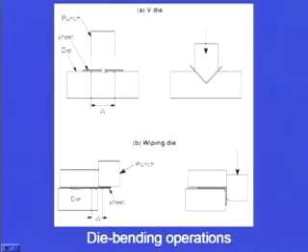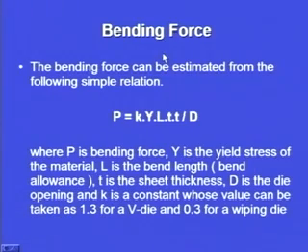Depending upon the shape of the punch, here it is a V, and there is an exact replication in the V type of die. The punch is coming down and forcing the sheet metal into a V shape. This is the final shape we get when we use a V type of die. In this case, while calculating the bending force using this mathematical relation, the value of the constant K will be taken as 1.3.